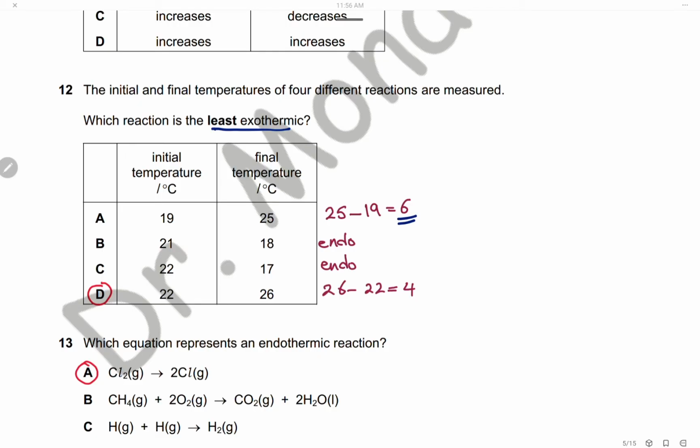B, change from 21 to 18. So this is a decrease in temperature. It's an endothermic reaction. Also in C, from 22 to 17 is a decrease in temperature. D, we have an increase from 22 to 26, only increased by 4 degrees. So it is less exothermic than reaction A. The least exothermic is D.